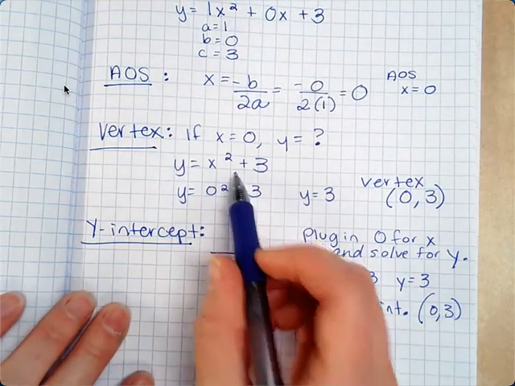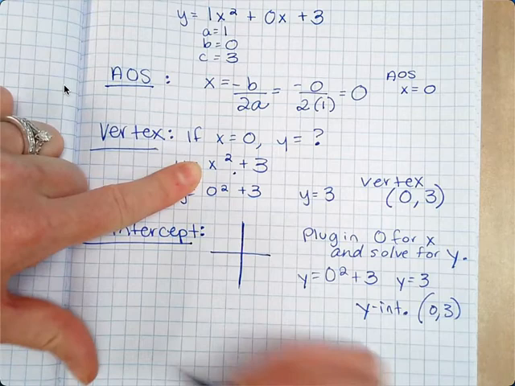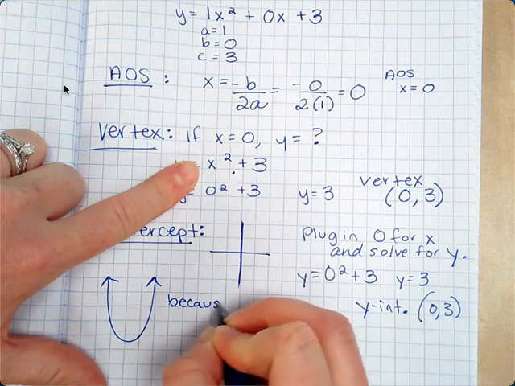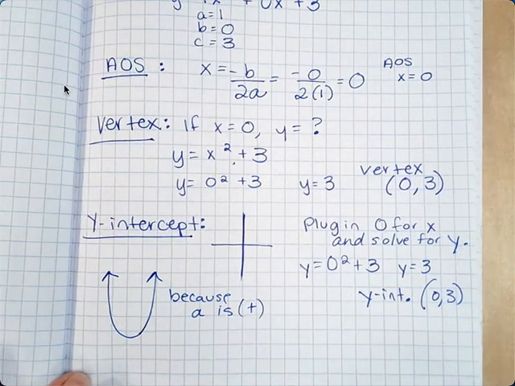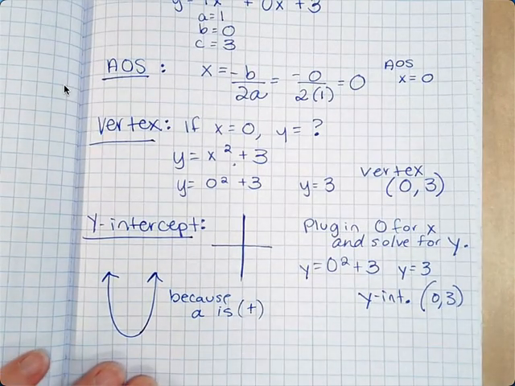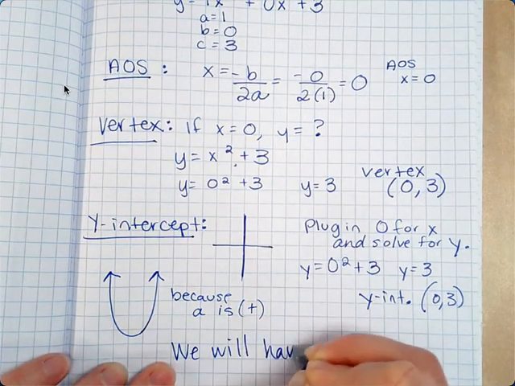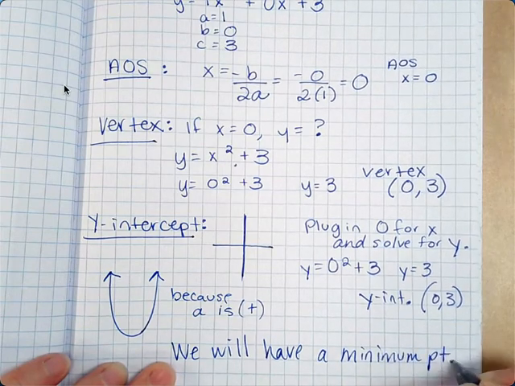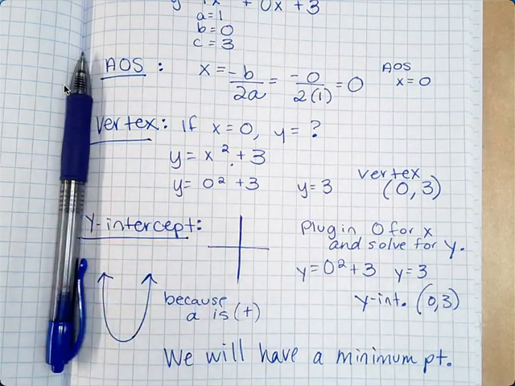Which direction is this going to go? How's it going to look? Is it going to go upward or downward? It's going to go up because this is positive, right? So it's going to go up because a is positive. It's going up. So are we going to have a minimum or a maximum? We will have a minimum point. Okay, that is all we're going to do today. We'll finish this slide and one other slide.